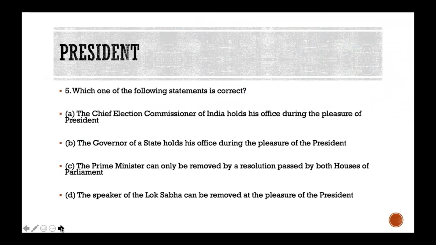Next question. Which of the following statements is correct? The Chief Election Commissioner of India holds his office during the pleasure of the President. The Governor of the state holds his office during the pleasure of the President. The Prime Minister can only be removed by a resolution passed by both houses of the Parliament. The Speaker of the Lok Sabha can be removed at the pleasure of the President.